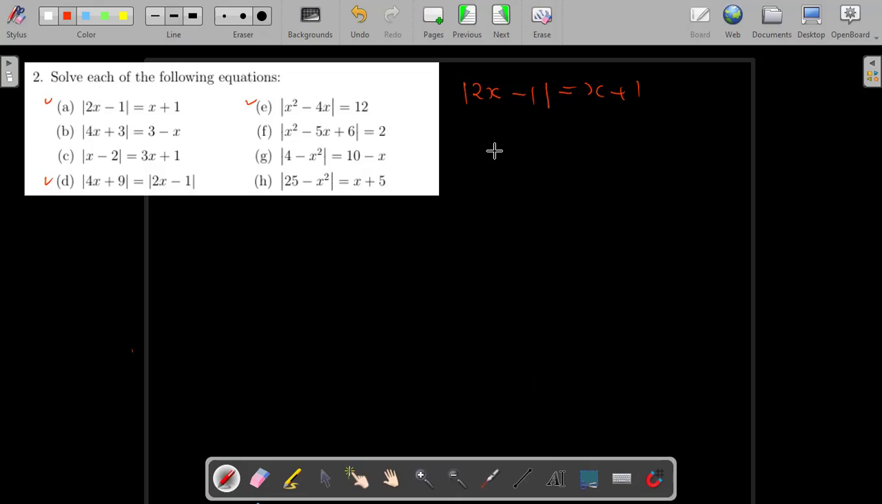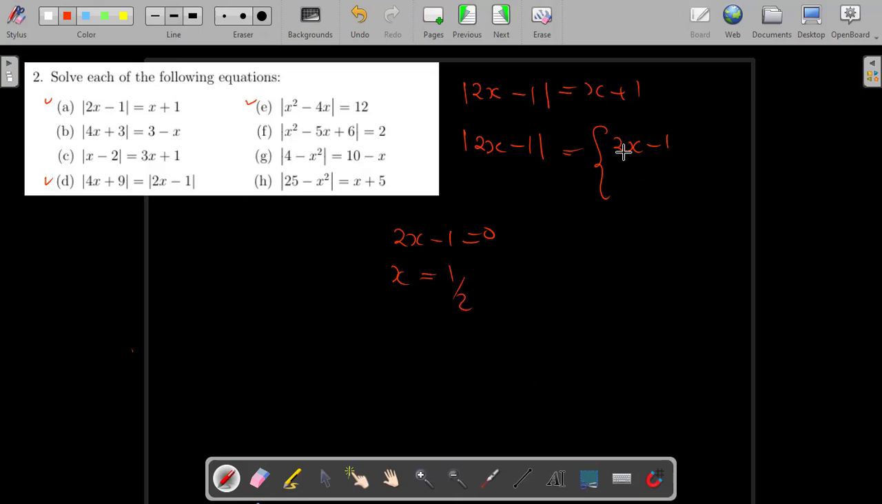We have to graph this, but first we have to redefine the modulus part, 2x minus 1, as a piecewise function. It takes the positive version, 2x minus 1, if x is what? You equate whatever is inside to 0 and solve for x, and you get x equal to half.